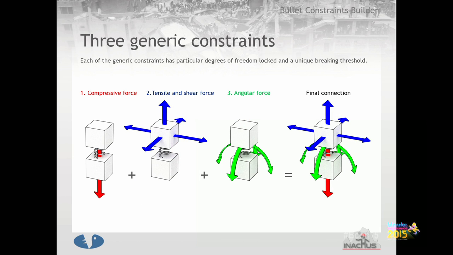This is the second last slide now. This shows the approach that we are placing three separate constraints to a connection between two elements. The constraint type is generic, and we lock the different axes and secure them with a breaking threshold, a unique breaking threshold, which represents then the according force. And this combination you see on the right side, that's actually the final composition of constraints.